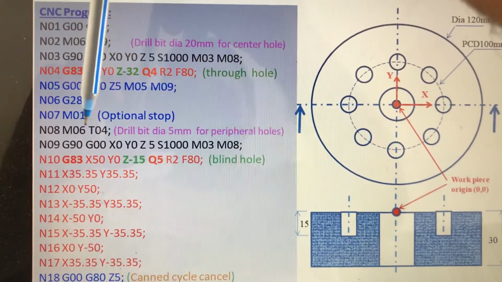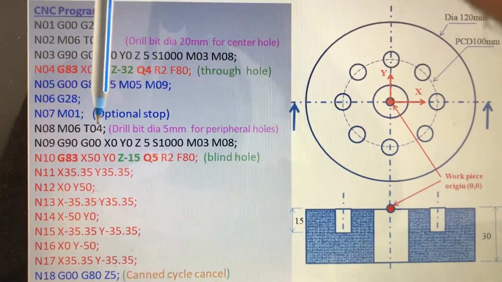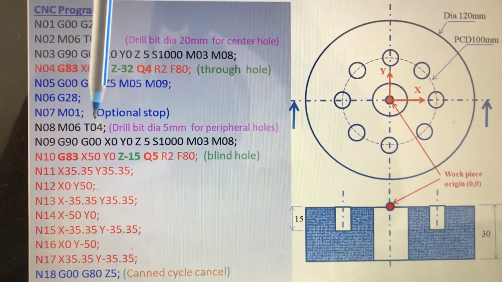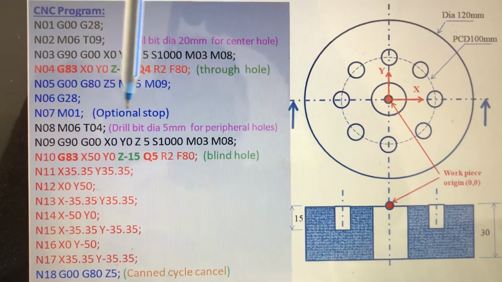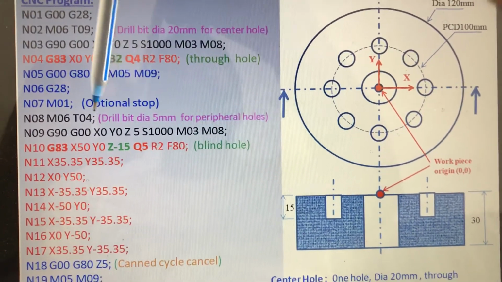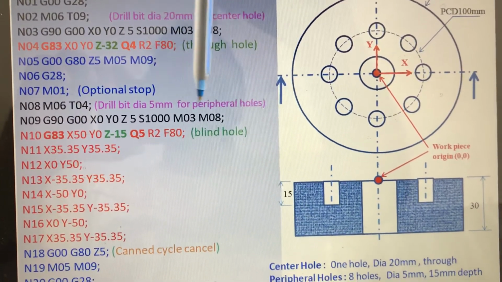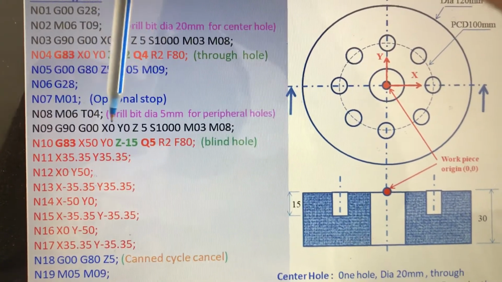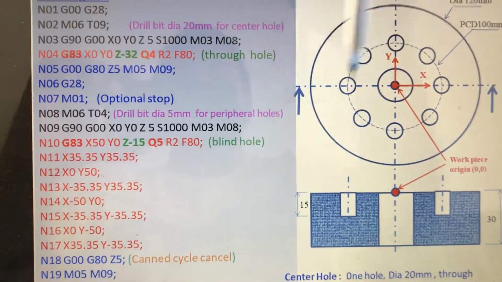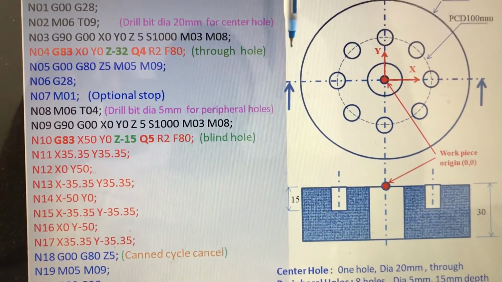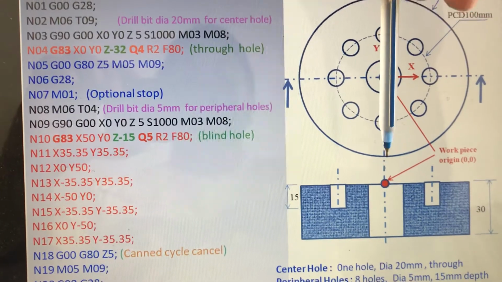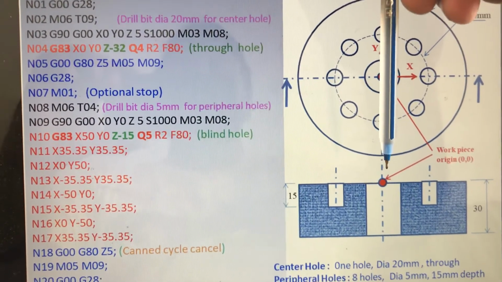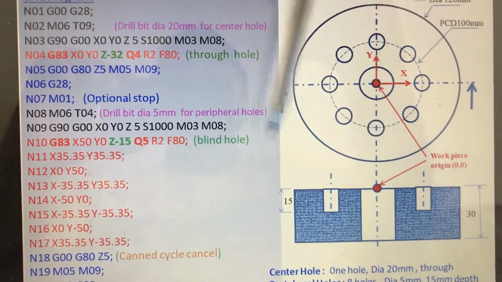And then we go to change tool M06, and tool number 4 is chosen before tool number 9, that is for the bigger diameter. I am just giving some random numbers for tool numbers. And tool number 4 is a drill bit diameter 5 for all peripheral holes. And then again, this is absolute programming. Go to 00 means the tool again from home point comes to this point and stands at Z equal to 5 mm above the workpiece surface, and spindle is started, coolant is started.